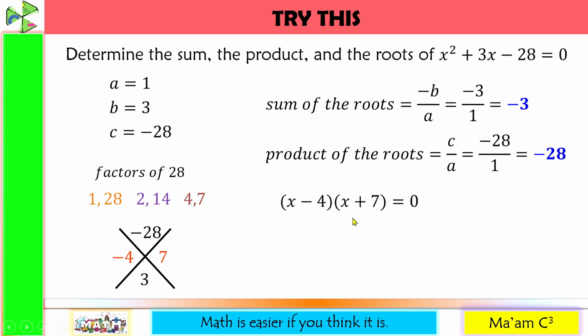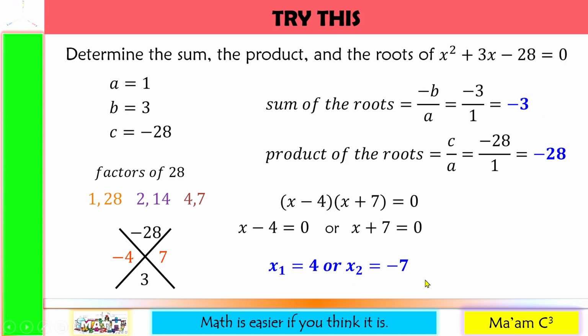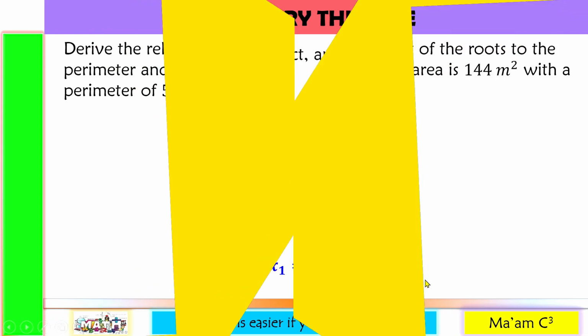x minus 4 equals 0, or x plus 7 equals 0. Moving this on this side, x is equal to 4. Moving this on this side, x is equal to negative 7. The sum, the product, and the roots. Let us do an extra challenge.